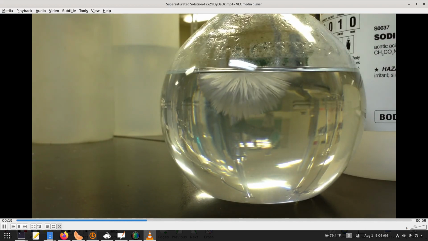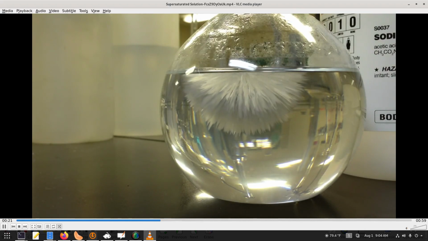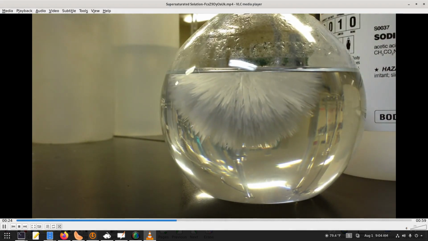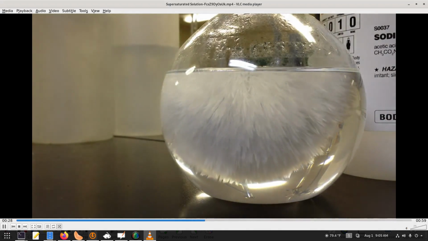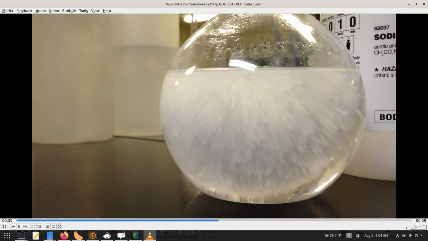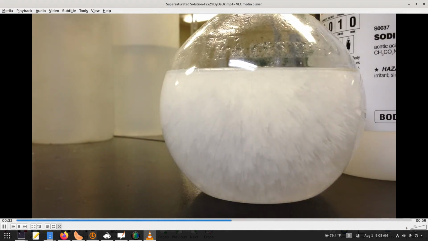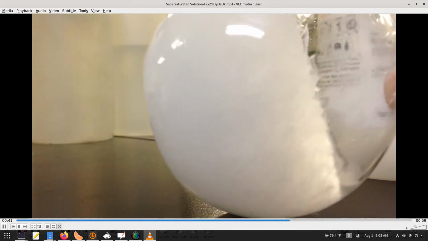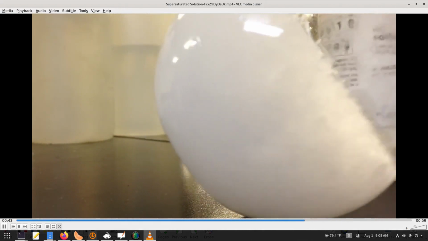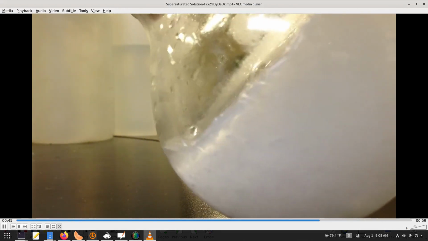Essentially, the solution now remembers what its crystal pattern was, or builds off of it. Just repeats what it sees in that crystal. And every bit of that extra sodium acetate precipitates out. And it is fast enough it does it before it even has a chance to fall to the bottom. But if you notice, pretty much all that water is entrapped in that solid.